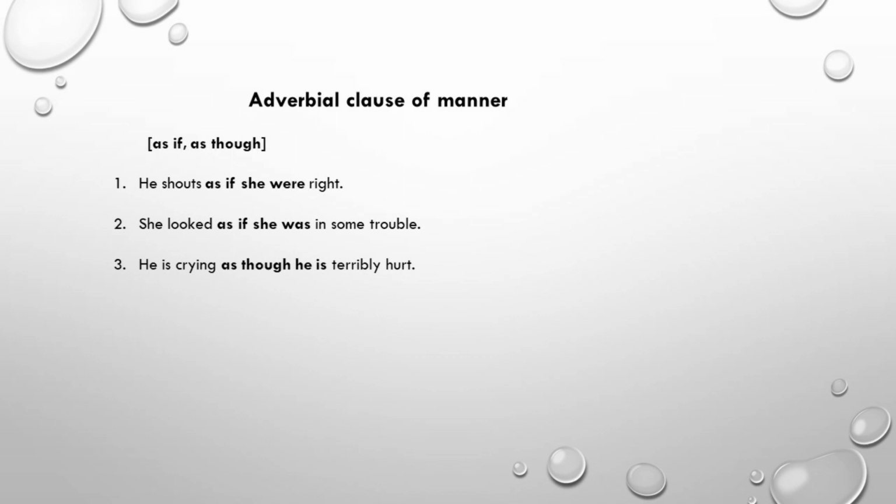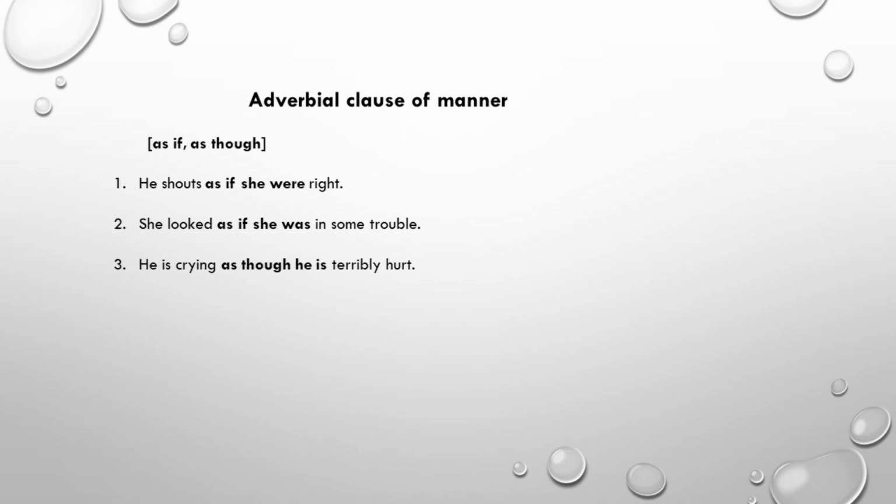He shouts as if she were right. In this sentence, as if she were right is the adverbial clause of manner because I told you adverbial clauses of manner begin with as if. And this clause answers the question he shouts how. The second example is she looked as if she was in some trouble.